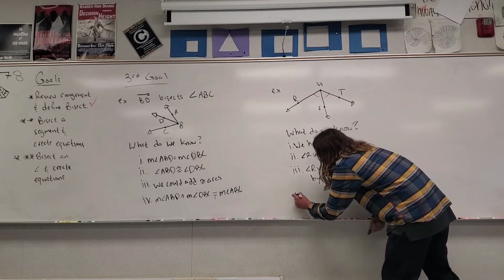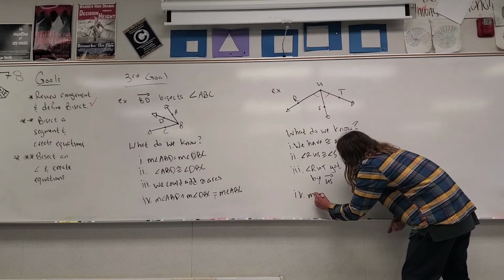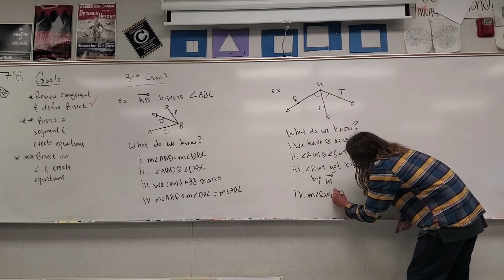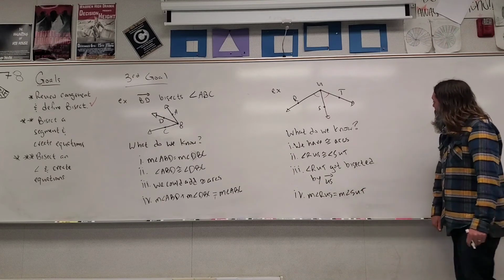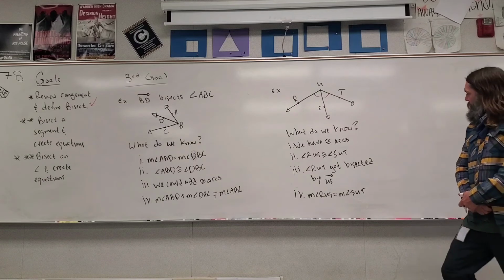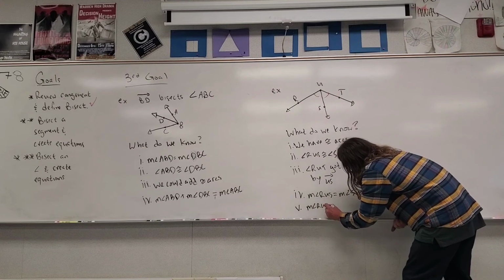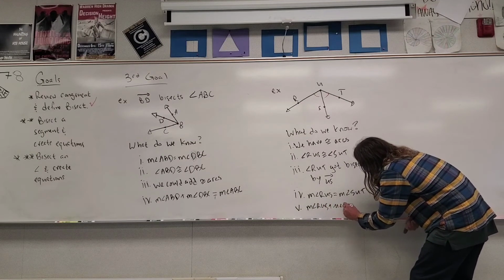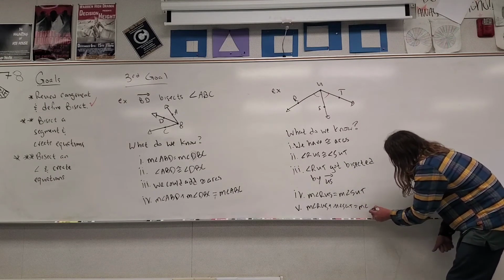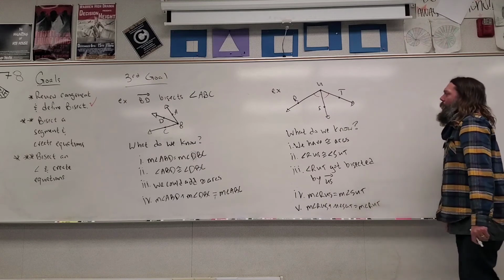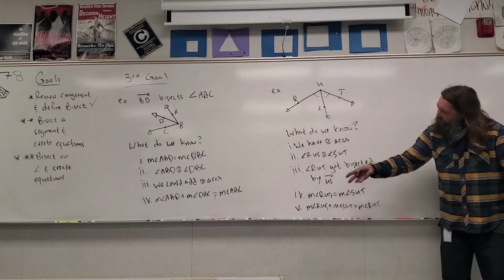I can also say that the measure of angle RUS is equal to the measure of angle SUT. And I can also say the angle addition postulate, which would be the measure of angle RUS plus the measure of angle SUT equals the measure of angle RUT. So look at all this information we just get from the simple picture. And it's these arcs that allow me to say all of this.